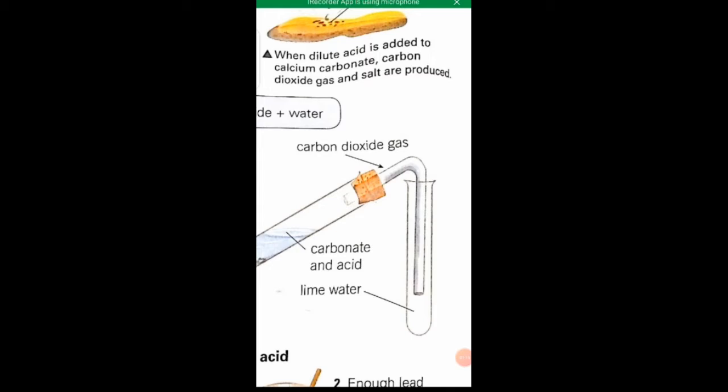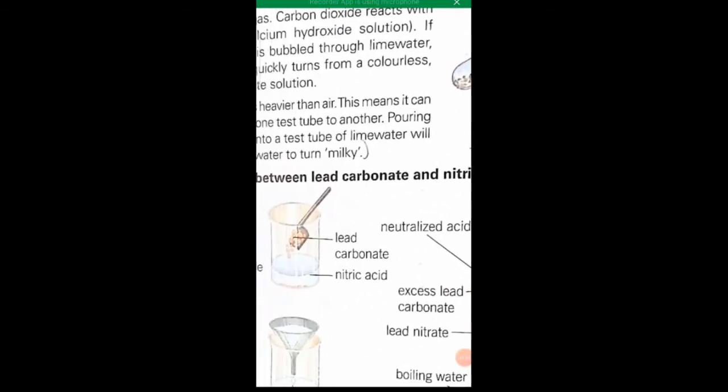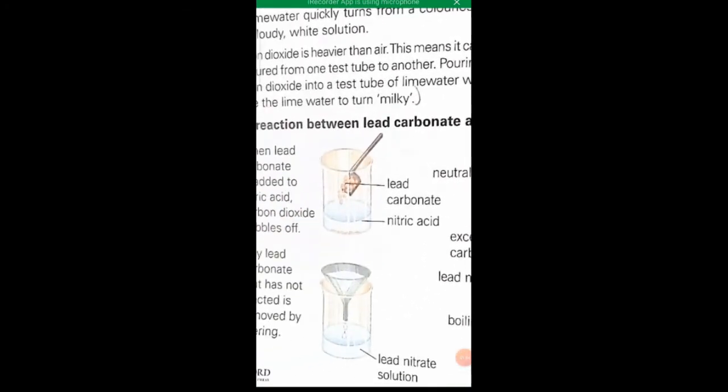Carbon dioxide is heavier than air, that's why it is collected by downward displacement. Any gas which is lighter than air is collected in the upward direction. Now we will talk about the reaction of lead carbonate and nitric acid.